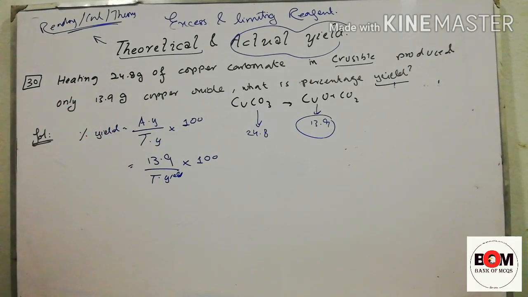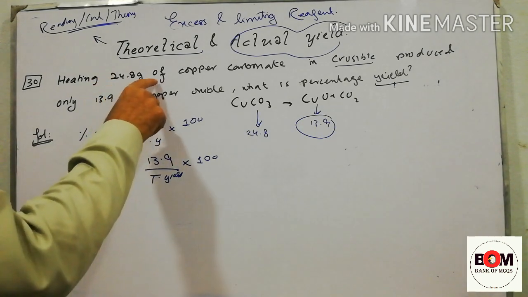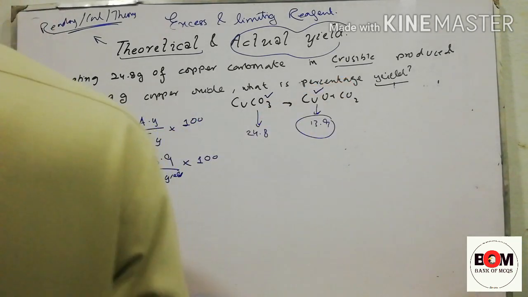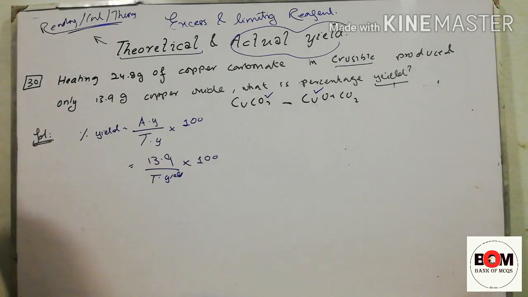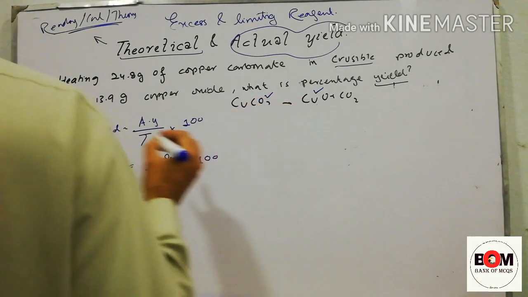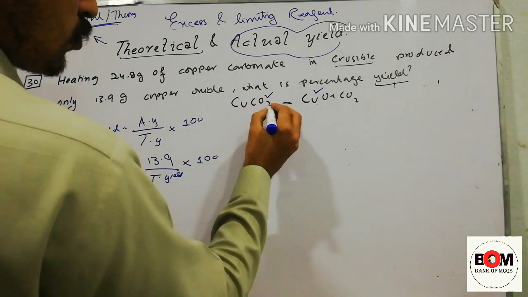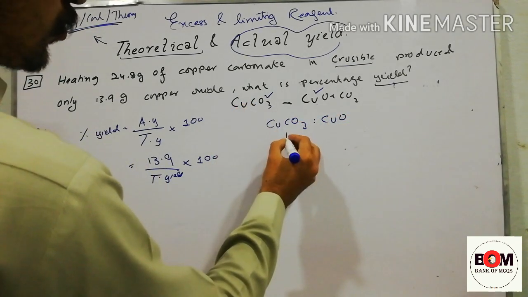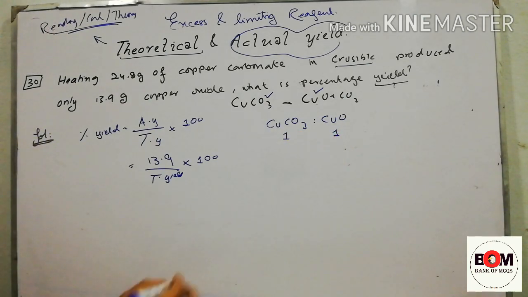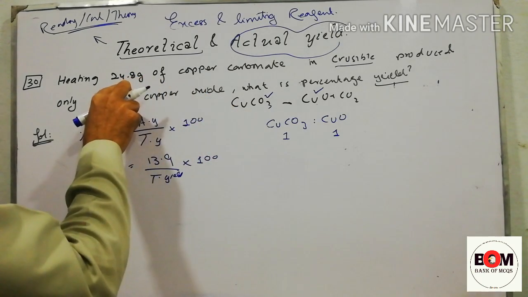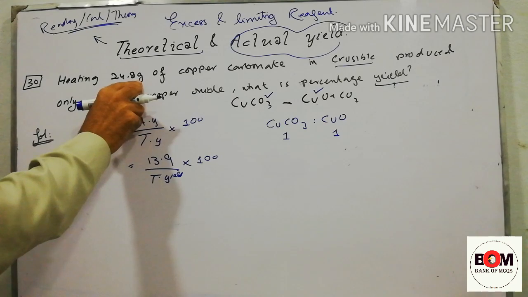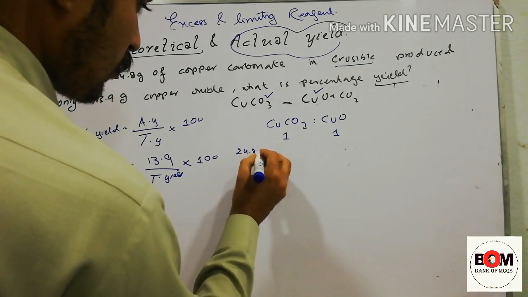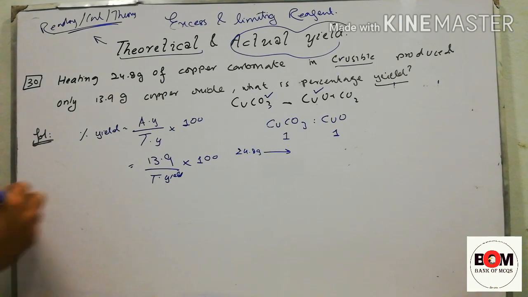So how to calculate it? It is simply stoichiometry. 24.8 gram of CuCO3 is heated, and we will find the copper oxide by theory; that answer will be the theoretical yield. One mole of CuCO3 reacts and forms 1 mole of CuO. We will convert mass into mole by dividing mass by molar mass.